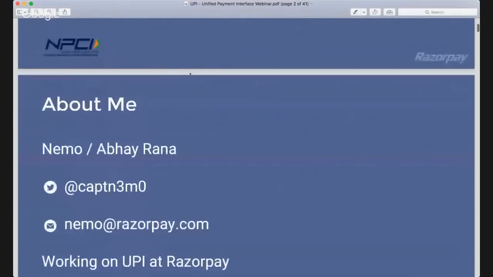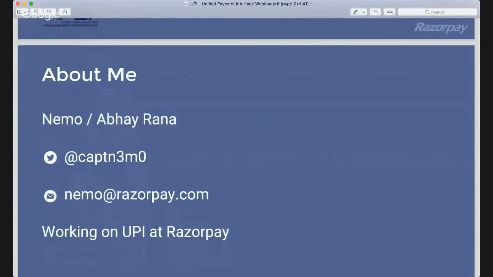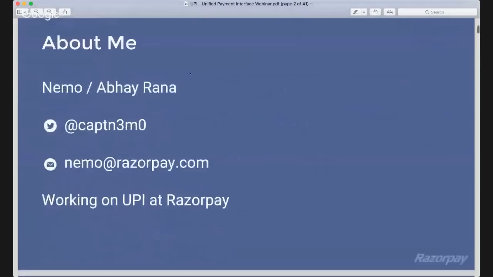Hi everyone, I'm Nemo. I am sometimes known as Abhay Rana. You can find me at nemo@razorpay.com. I work on UPI at Razorpay. I'm the person heading our UPI integration at Razorpay. We've been in touch with iSpirit and we're part of the UPI hackathon as well. So we have been integrating currently with UPI.